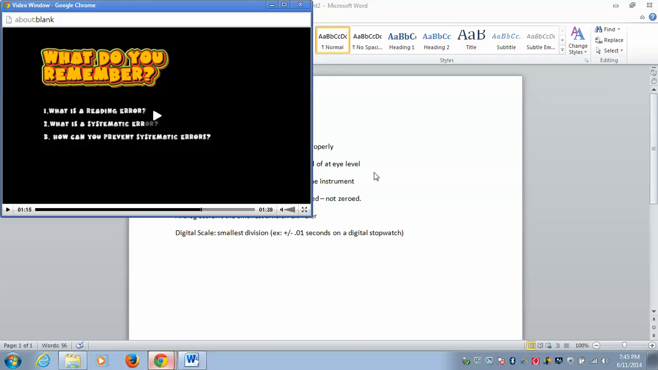Do I know what a systematic error is? Yes, I have that written down. How can you prevent systematic errors? Do I have that? Yeah, because if an instrument is not zeroed, then you could have an error. So I would want to make sure that all of my instruments are calibrated to 0.